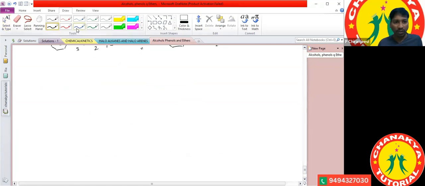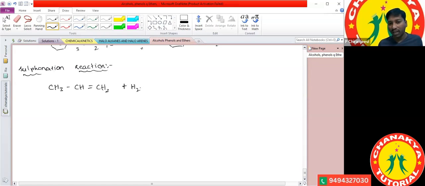Okay, now let's see, I'll give one example: the sulfonation reaction. So alkenes are treated with sulfuric acid. For example, directly I'm taking an unsymmetrical alkene, CH3-CH=CH2. If it is treated with sulfuric acid, H2SO4, in this one, what is the electrophile and what is the nucleophile? What is the electrophile and what is the nucleophile in sulfuric acid?